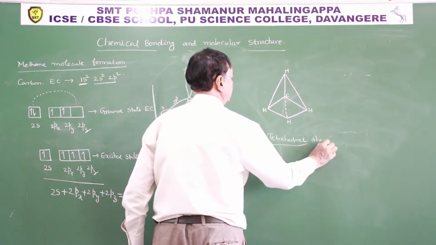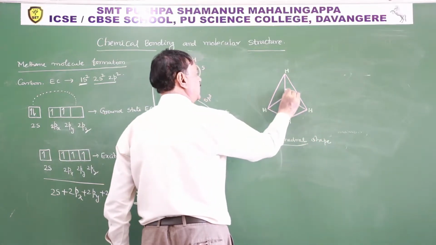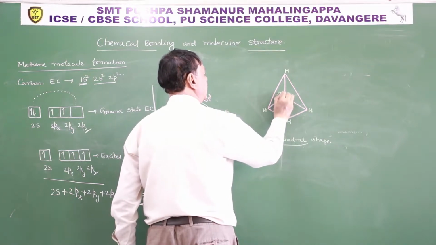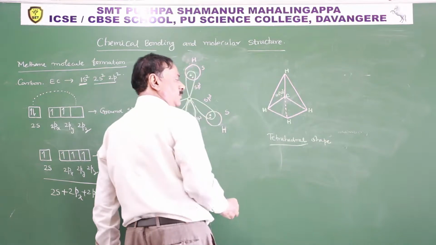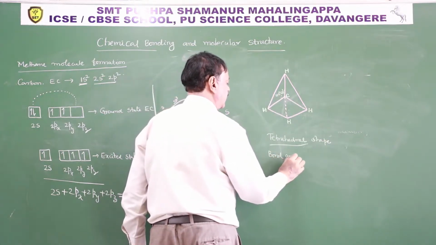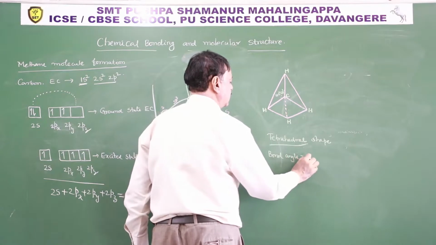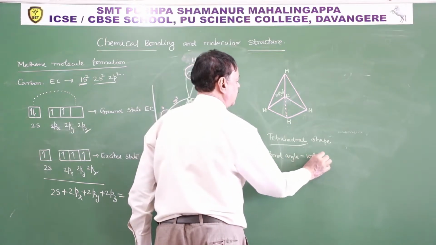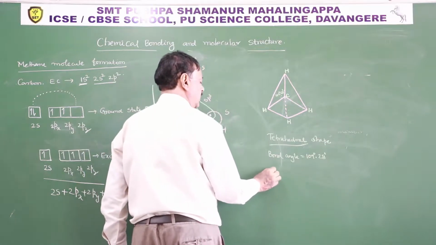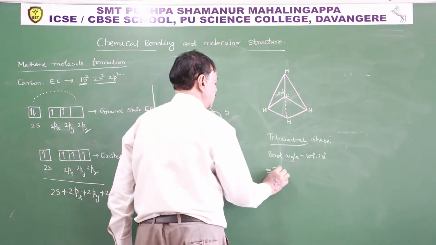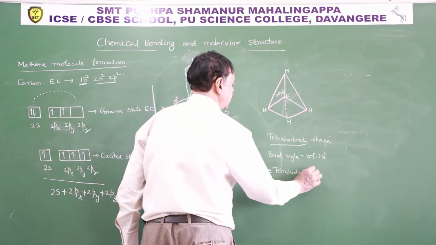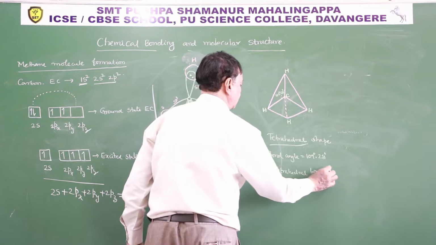Tetrahedral shape. Now this bond angle corresponds to 109 degrees 28 minutes. The bond angle is equal to 109 degrees 28 minutes. This corresponds to the tetrahedral bond angle.